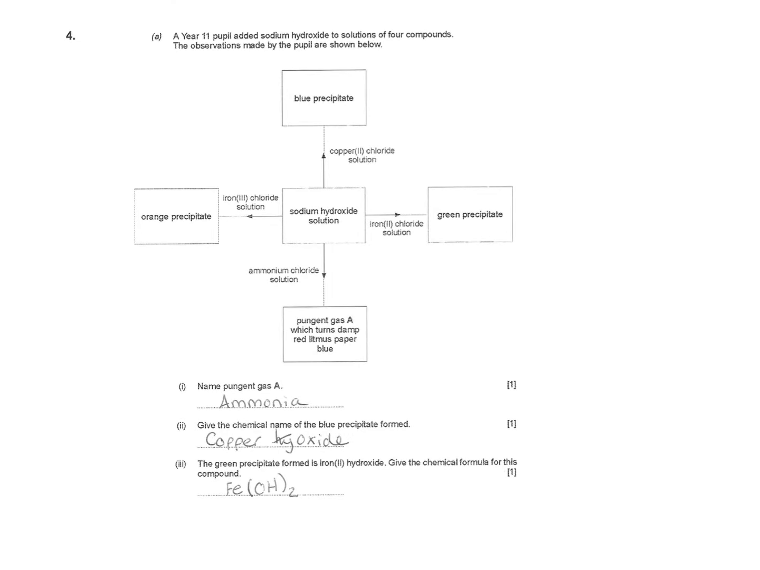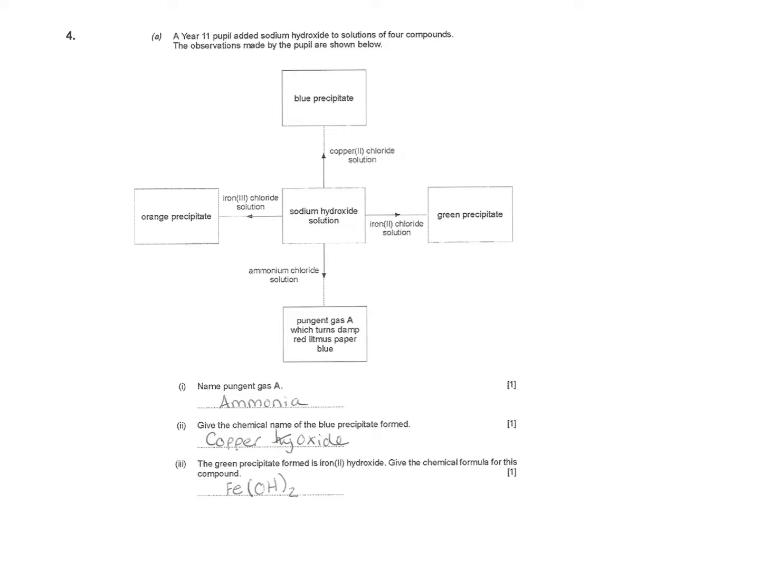Next question then, looking at a kind of flow diagram. Name the pungent gas: it's always going to be ammonia if it says a minging gas, a smelly gas, and looking at the red litmus paper turns blue as well, okay? Give the chemical name of the blue precipitate formed. Sodium hydroxide plus copper chloride, they're going to kind of work to displace each other, so you're going to end up with copper hydroxide and sodium chloride, okay? I don't know why there's a little line there, there shouldn't be.